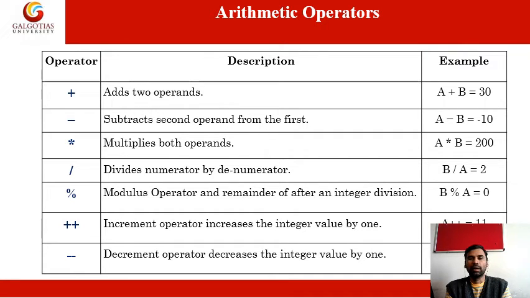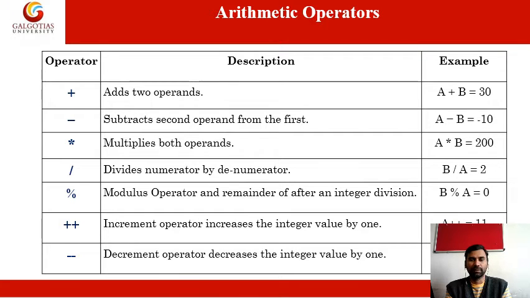Like this we can do multiplication. A is 10, b is 20: 10 multiplied with 20. So we use the plus symbol for addition, the minus symbol, which is a hyphen, for subtraction, the asterisk, the star symbol, for multiplication, and the slash symbol for division.